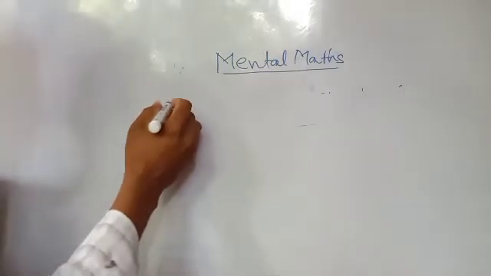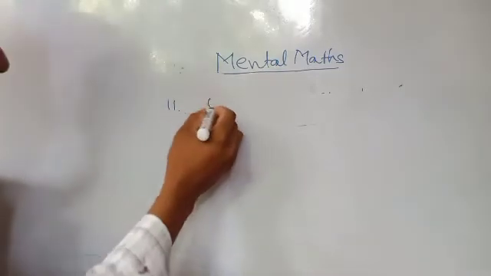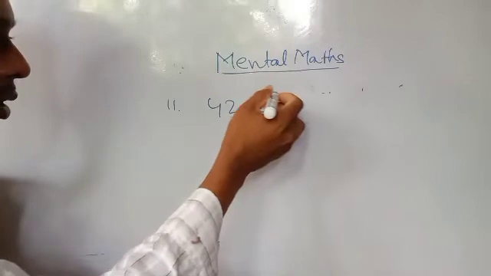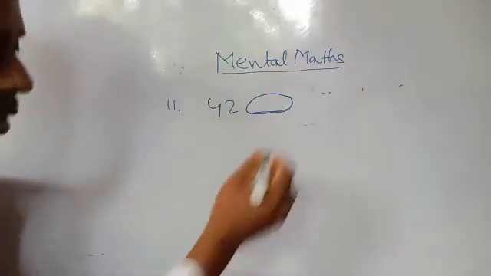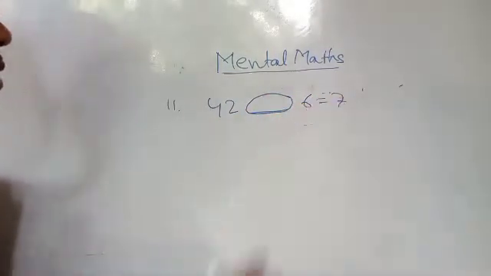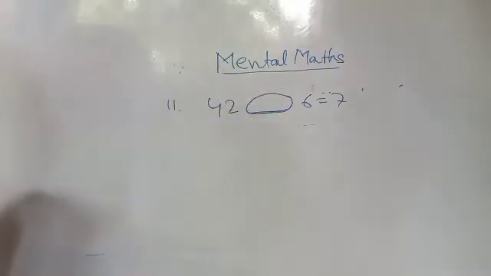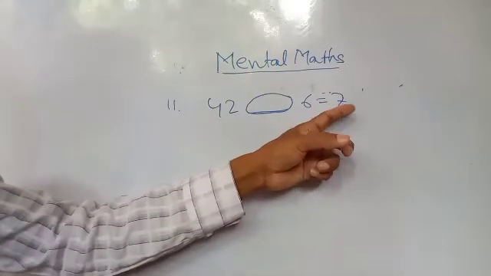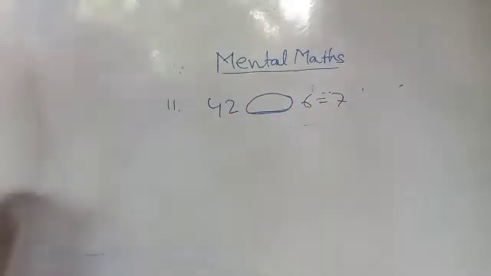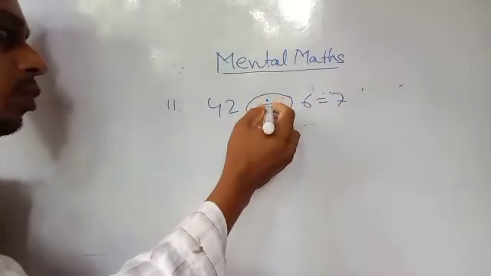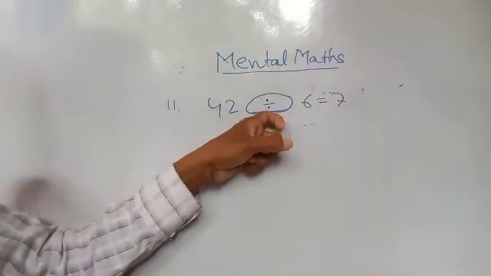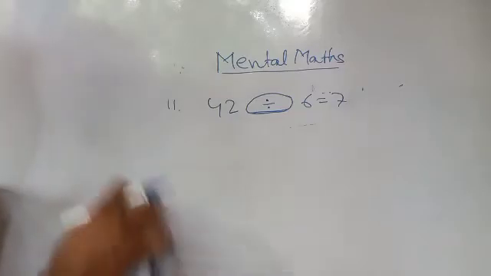Now the same mental math, number 11, that is 42, a blank, then 6 equal to 7. What to write in this blank? They have not given any information, but after equality you are seeing 7. If you divide 42 by 6, then it will be 7. So you have to put the division symbol.